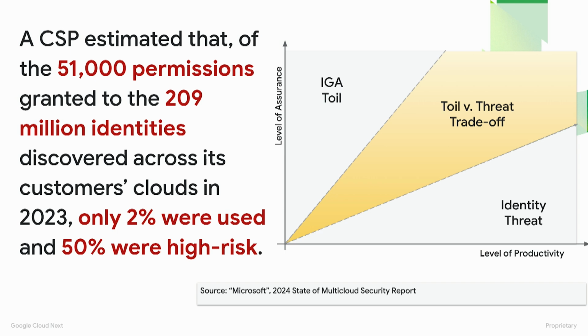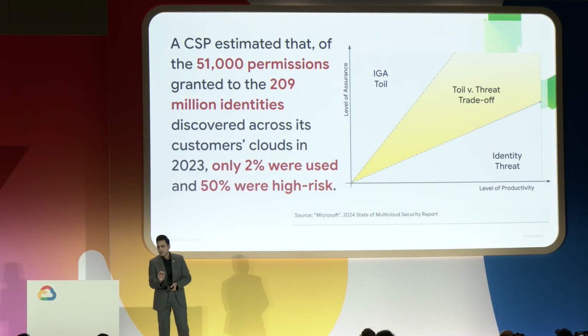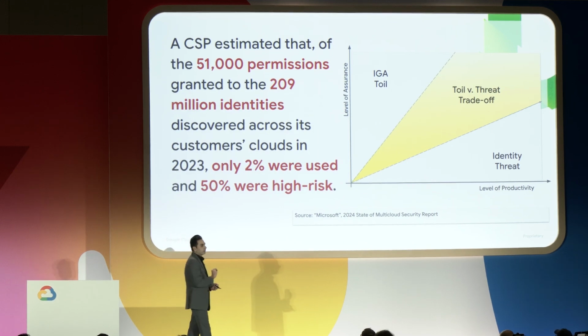Now, this comes from Microsoft's multi-cloud security report, and it's data from them. But across their entire customer base of 209 million identities, 51,000 permissions, I don't even know how people reason about those many permissions, only 2% being used. What that means is you have a massive attack vector. Each one of us is representative in that data set. We are all sitting with identities that we don't use.